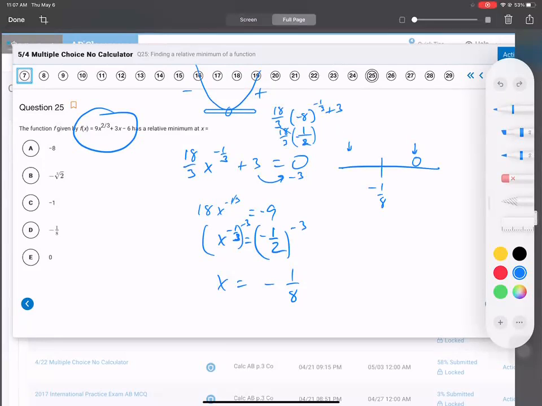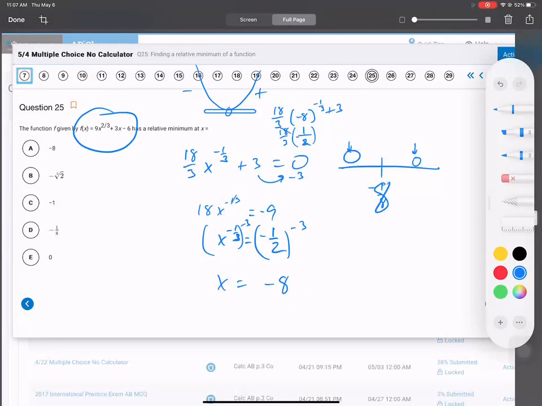It's x equals negative 8 because it's negative 1/2 to the negative third. Negative third. We flip it around. I'm doing this too fast. So negative becomes, it flips it around, right? So that's why it's a negative 8. So it's 8. So the zero's over here then.